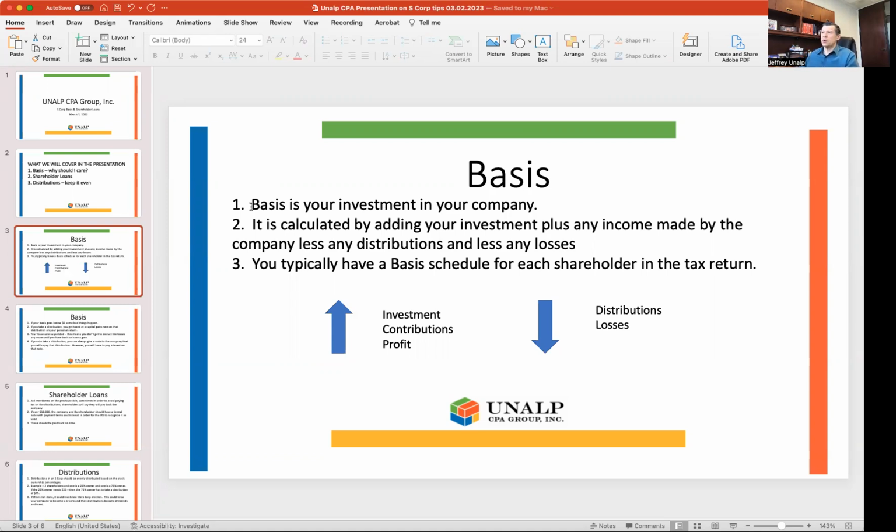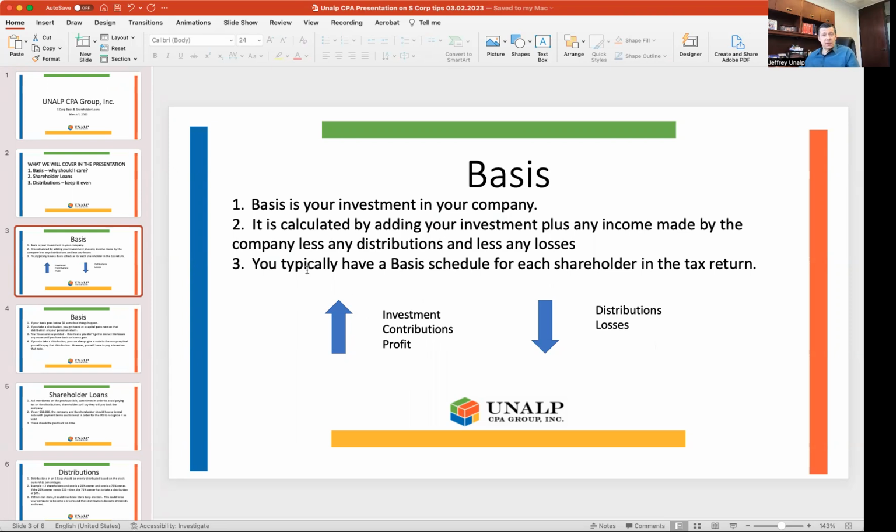So basis is your investment in your company. It is calculated by adding your investment plus any income made by the company, less shareholder distributions that they take, and less any losses that you incur. Now, I have a little graphic down here that shows what increases basis, the arrow going up, and what decreases basis, the arrow going down.